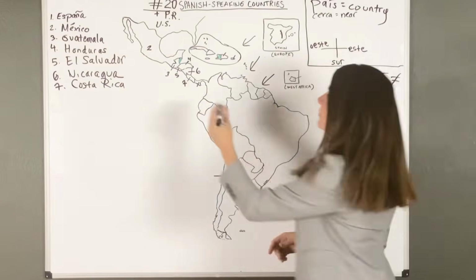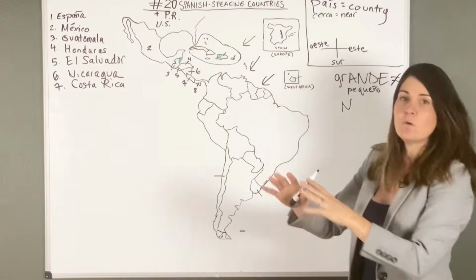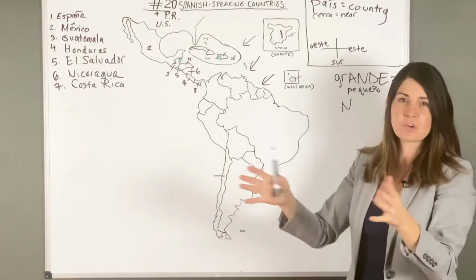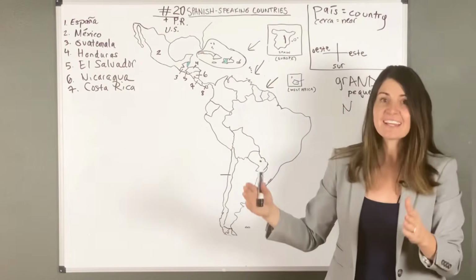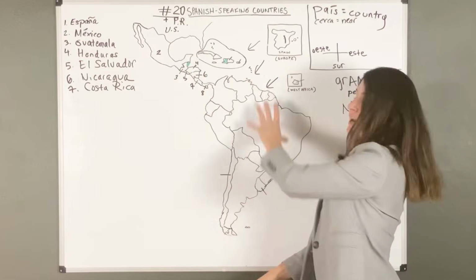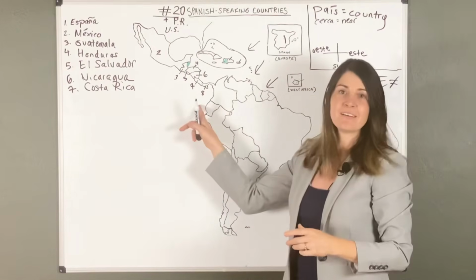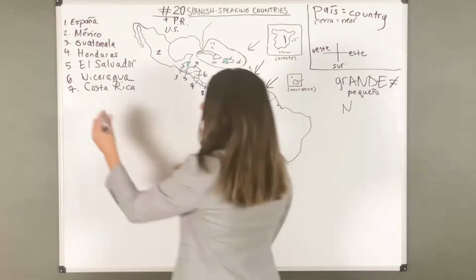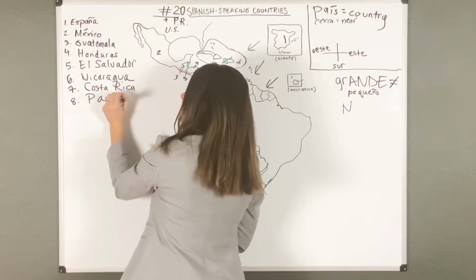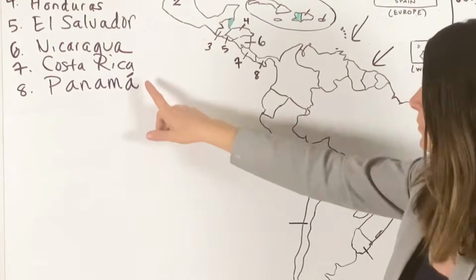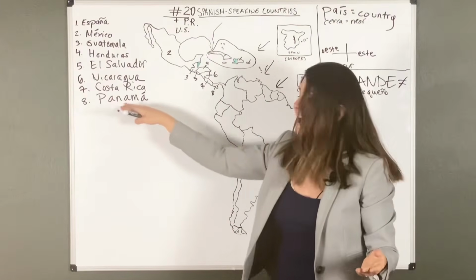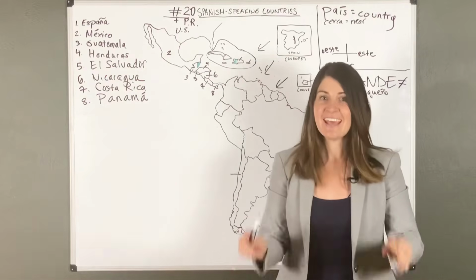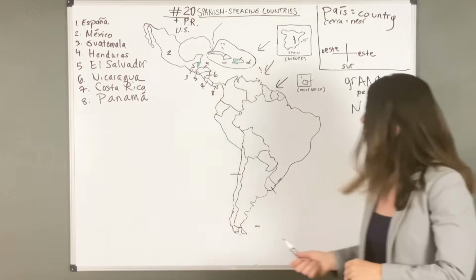Número 8 tiene una forma, like form or shape, muy única. Y es un país que conecta América Central con América del Sur. ¿Cómo se llama? Panamá. Y Panamá tiene un tilde en la A. Panamá. Repite, por favor. Panamá. Muy bien. Estás hablando en español. Ok.